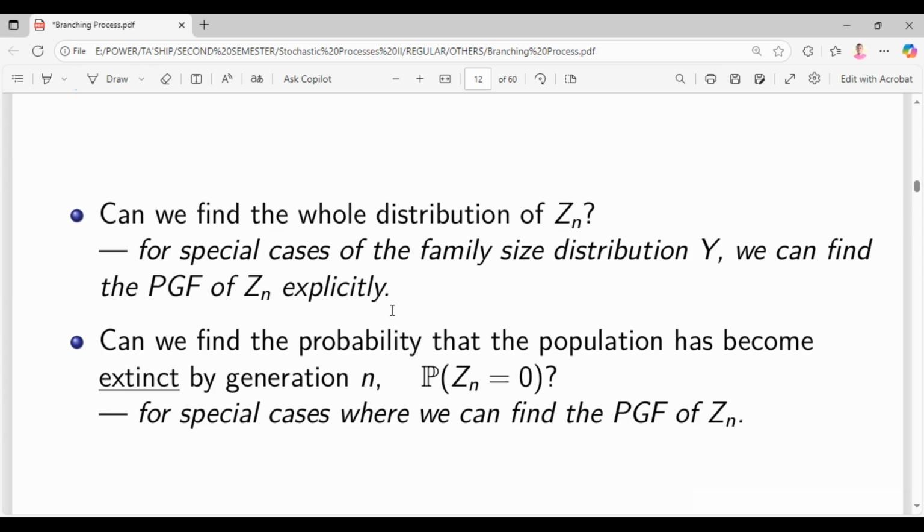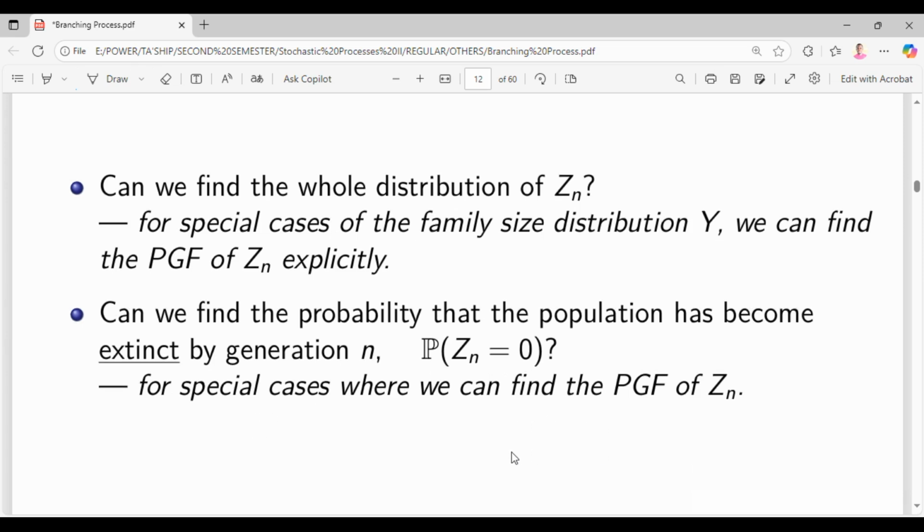But can we find it? Yes. If it is a yes, then the questions about the future can actually be answered. Then the next is, can we find the probability that the population has become extinct by generation n? That is the probability that Zn is equal to 0. Can we do that? Yes. So if we can find it, then it will help us answer questions about the future.